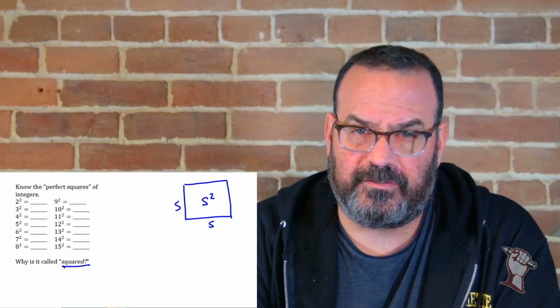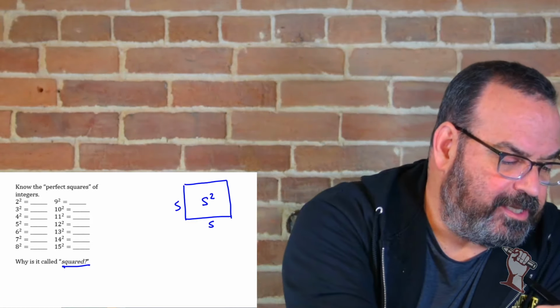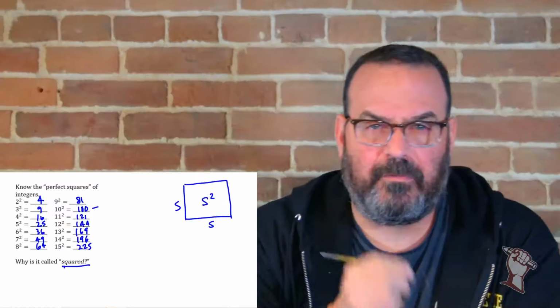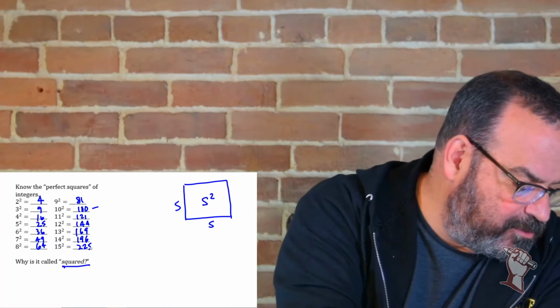Know your perfect squares for the ACT and the SAT. Know that they go like this. 2 squared is 4, 3 squared is 9, 4 squared is 16, 5 squared is 25, 6 squared is 36, 7 squared is 49, 8 squared is 64, 9 squared is 81, 10 squared is 100. Very important one. 10 comes up quite often. 11 squared is 121, 12 squared is 144. 13, 14, and 15 show up just enough that you should know 169, 196, and 225. I would memorize this if I wanted a really high score.